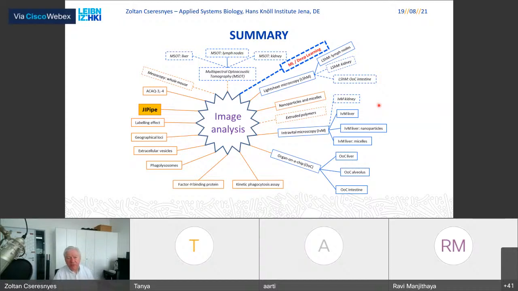Or we analyze live organs, kidney, liver, lymph nodes, for example. We apply different microscopy modalities like multispectral optoacoustic tomography, MSOT, with a colleague of ours, Bianca. So it's really generalizable quite nicely. And if you also have concrete questions or examples, we can discuss those happily in the afternoon when we have an interactive session.